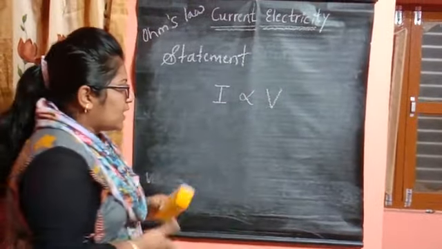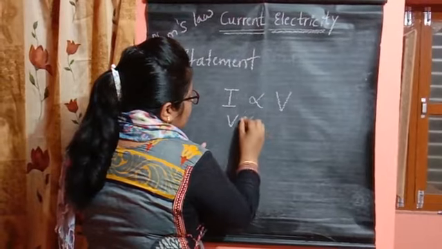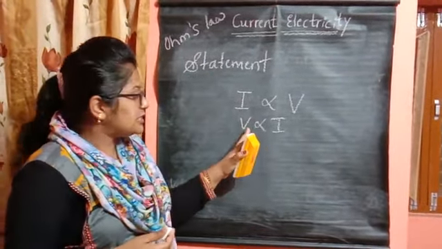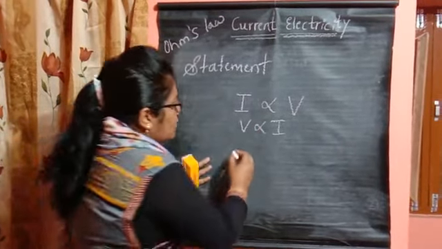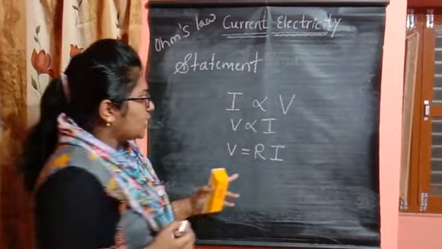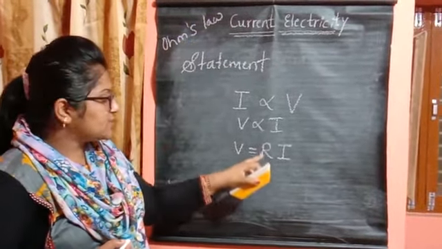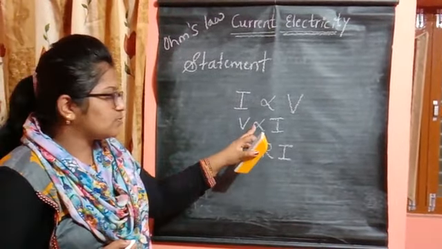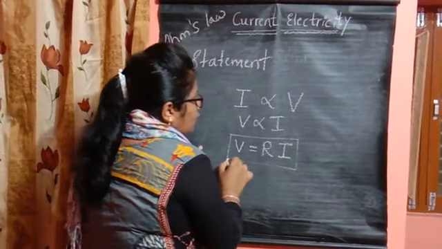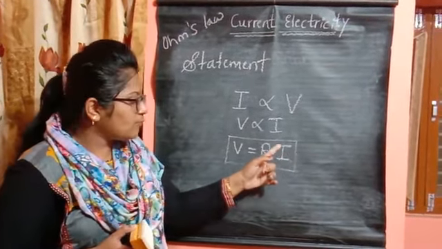You can also write it like V directly proportional to I. To remove this proportionality sign, what will I use? Equality with respect to one constant. So here R is a constant given by Ohm's law. R is a constant which is used to remove this proportionality sign. So this is the general form of Ohm's law: V is equal to IR.